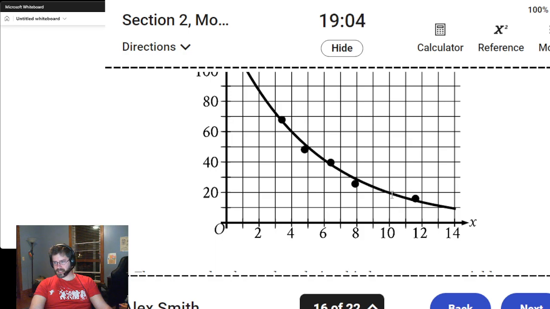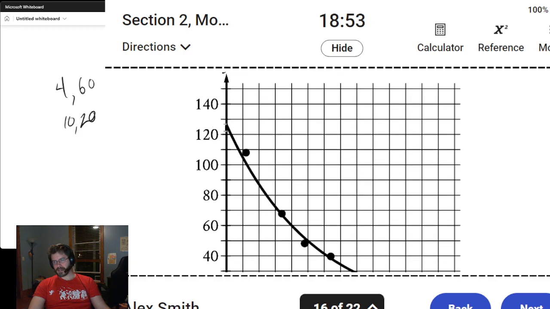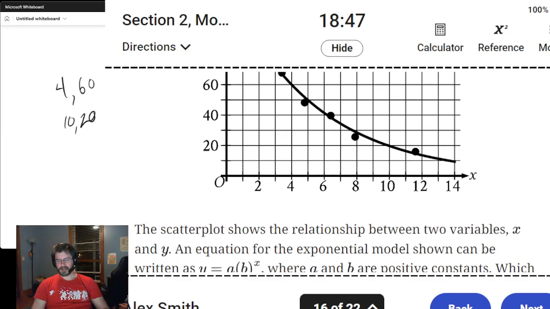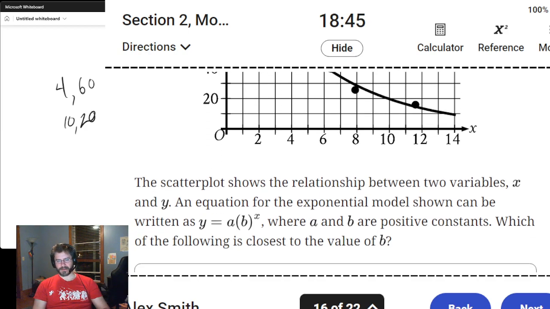And there we go, 10, 20. They have to give you 2.460 and 10, 20. And our y-intercept is just about 127, something like that, and just a little shy of 130. So that's the a value. We'll call it 125 for simplicity's sake.